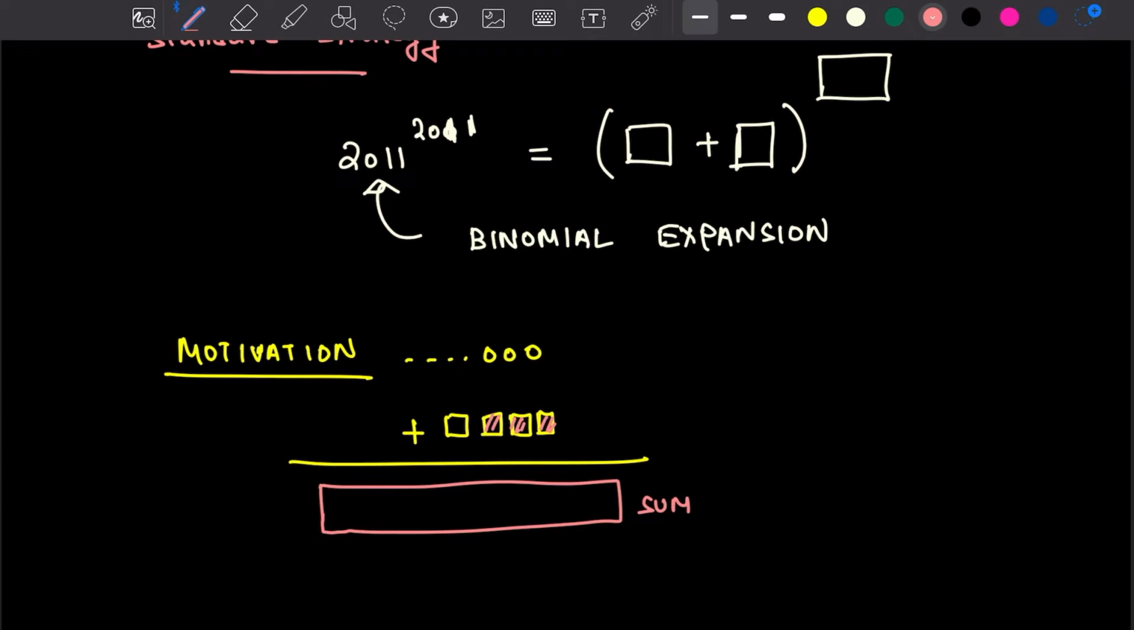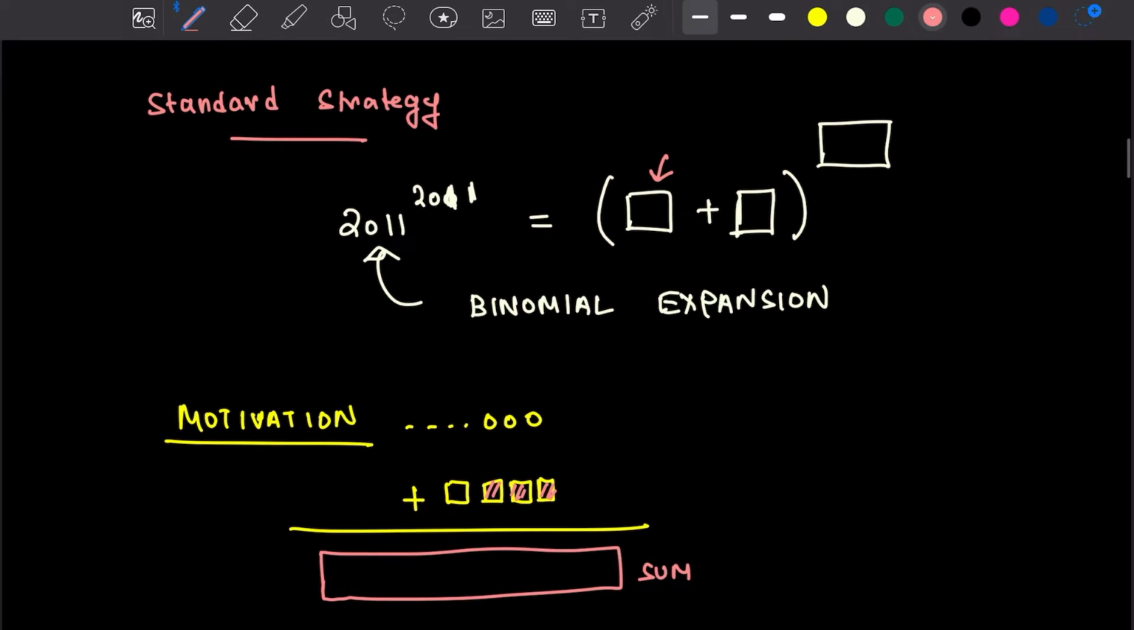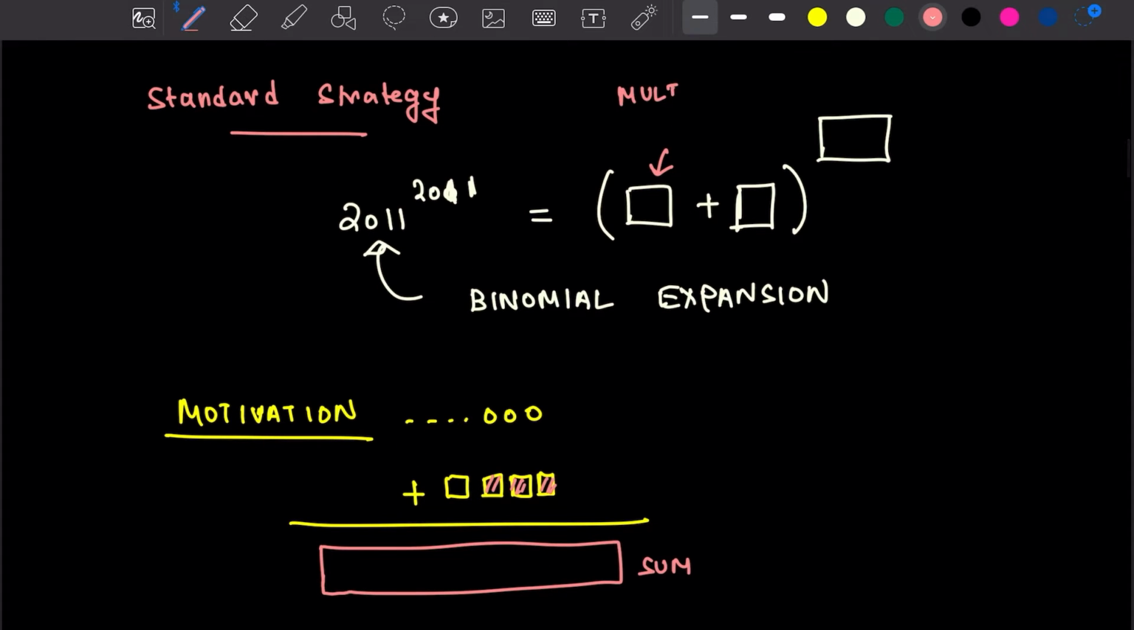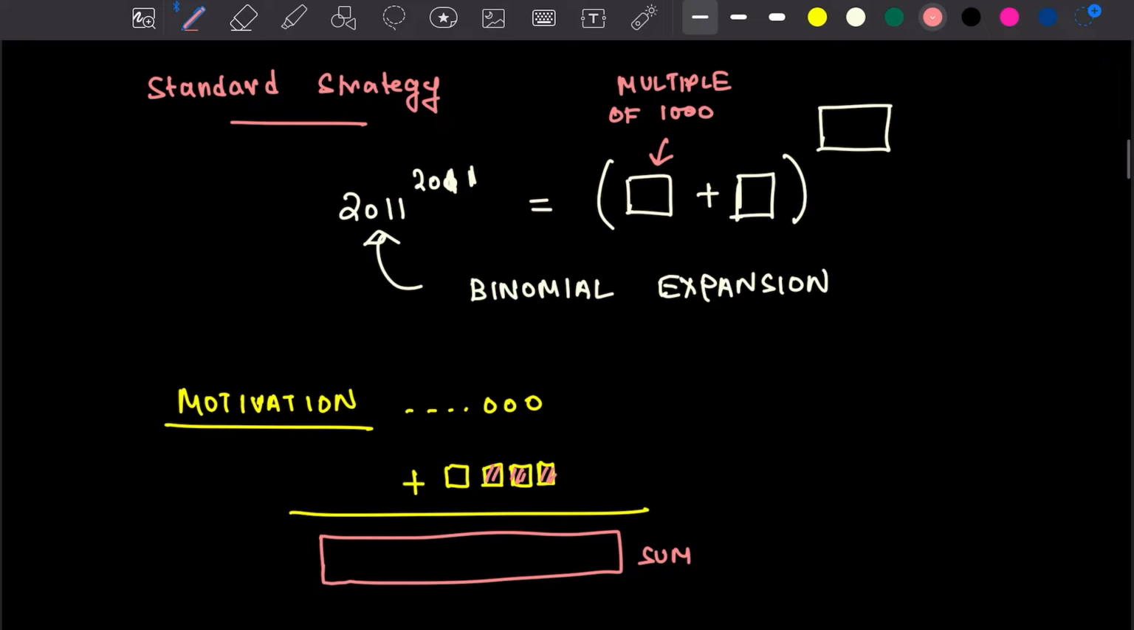If you binomially expand it, and if one part is a multiple of 1000, then the last three digits of this part will be 0, 0, 0. The remaining part, if it is easy to calculate, then we can just focus on the last three digits of that.